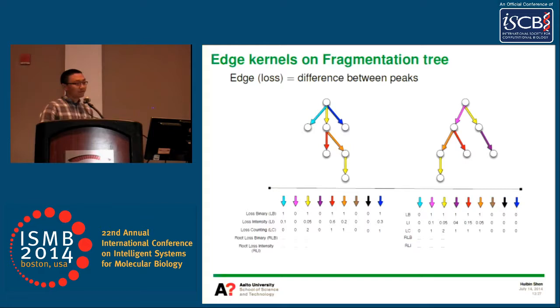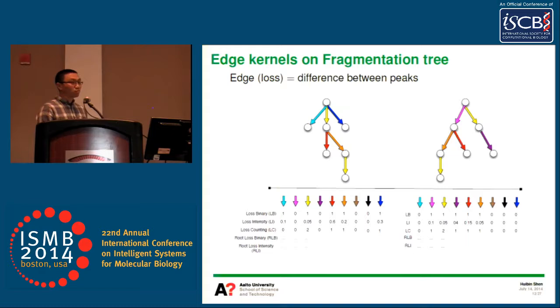Besides the nodes, we also have the edges on the trees. We have different edges, different losses between the peaks, to remind you. So we just see whether a certain kind of edge appeared in the tree or not. Then we have these loss binary features. Similarly, we can take the intensity of the child node of the edge and put it in the features as loss intensity features. What we can also do is count how many edges appeared in the tree. Like here, we have two yellow, we set it to two, and if we don't have any, we set it to zero. In this way, we have these loss features on the trees.